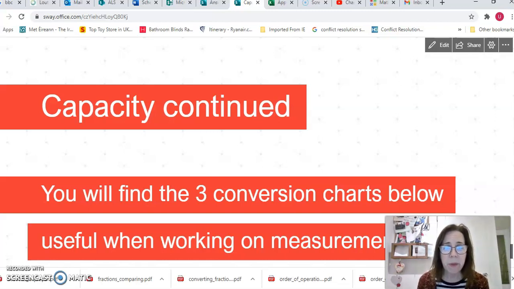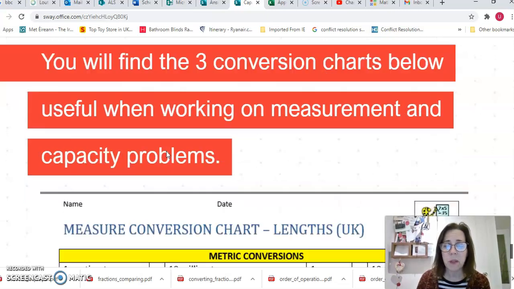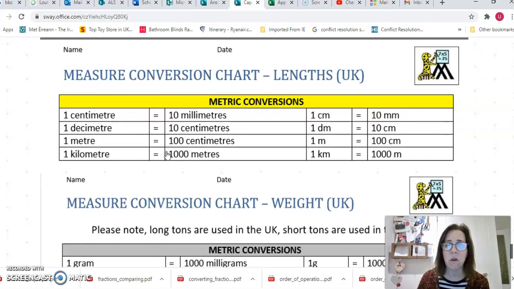Okay, so what you're going to see in this is a little bit like a lesson plan, I suppose. It's capacity continued. There are 3 conversion charts here. You'll find them useful when you're working on measurement and capacity problems in general. I don't know if you're overly familiar with the conversions. Don't worry about them too much. It's just for reference so that you can go and have a look if you need to.